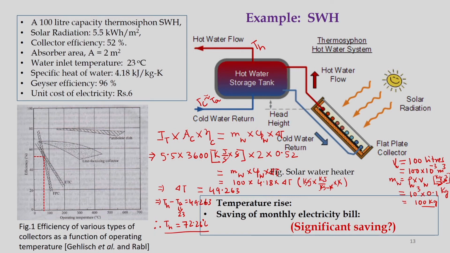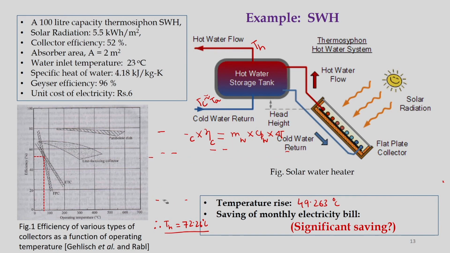Now, what we are interested in is the savings, because the geyser efficiency is already given to you as 96%. So, the temperature rise we can write as 49.263, in degree C, and now we will calculate the monthly electricity bill savings. Let me rub this part. Now, this is not required. Now, how to calculate this? We need to calculate the monthly electricity bill savings.